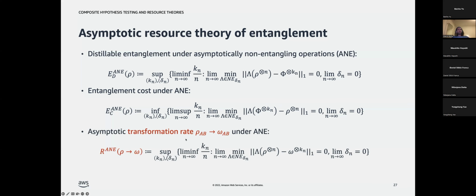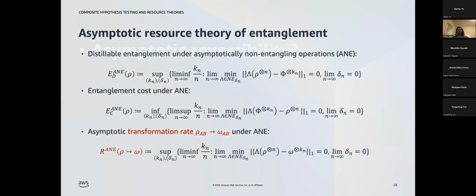More generally, I can look at transformation rates. I can ask, at what rate can I go from my state rho to another state sigma, again asymptotically, and always under these delta non-entangling operations? Again, the exact formulas here are not so important, but I think the intuition of the task behind it is.